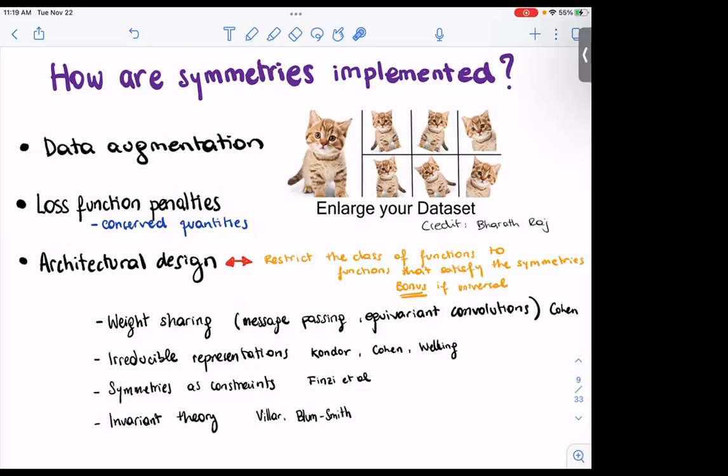But the thing that I'm going to focus on today is how do we restrict the class of functions so that every function in the class satisfies the symmetries. And there's a lot of work in this space. You should check out work by Taco Cohen, who did this in his PhD thesis. He studied equivariant convolutions and other forms of message passing to implement this. There are other papers that do it in terms of irreducible representations, like you can look up Cohen, Condor, and Welling. There's a very nice paper that does it with constraints. And I'm going to focus on my work that does it with invariant theory. So I'm going to just give an overview of some of these methods.